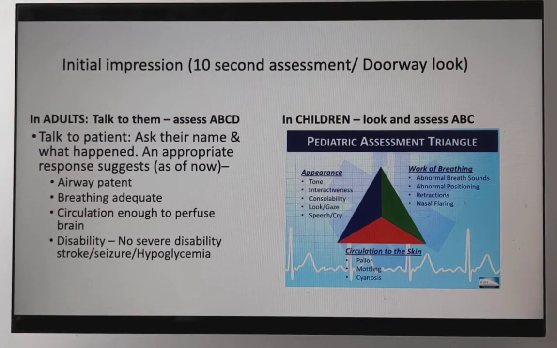And color of the skin: as I said, a pink, well perfused child, but otherwise the child could look pale, or their skin may be mottled or cyanosed. So this is where we talk about the initial impression, the 10-second assessment, and the doorway look. So how to assess quickly whether there is an immediate emergency: in children just look at their appearance, the breathing, and the circulation and color of the skin.